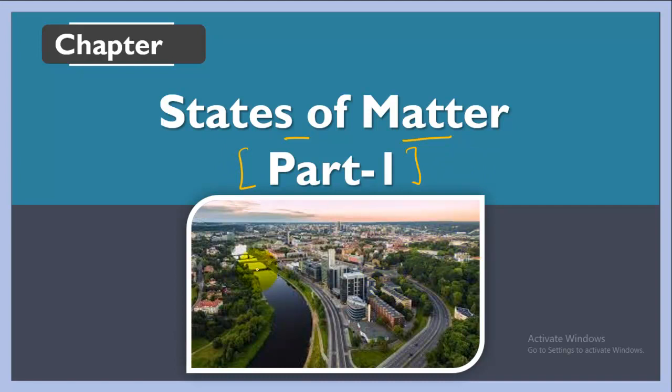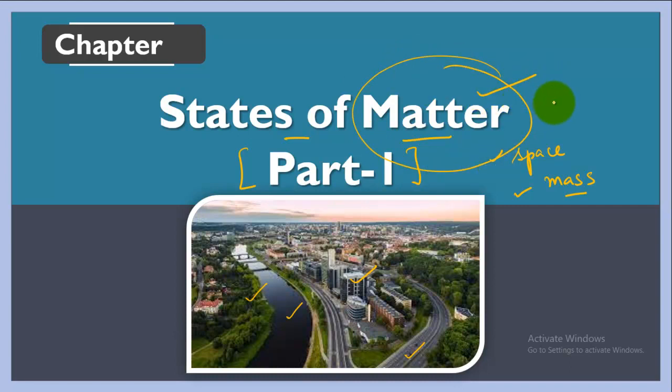Now let me give you a short intro to this video. As you can see in this figure, you can see a lot of things in it, right? You can see the buildings, the vehicles, water, plants. There are a lot of things that you can make out in this picture. So all the things which we can see in this picture occupy space and they also possess mass. So anything that occupies space and has mass is regarded as matter. And matter exists in different states.